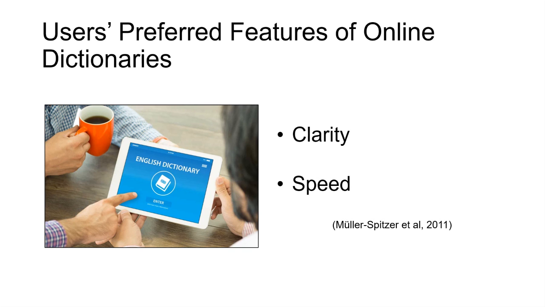Clarity may be understood in terms of the clarity of definitions and examples, but also clarity of the design and formatting of the dictionary. Speed may be understood as the demand that reference materials help the user find answers to queries quickly and efficiently.